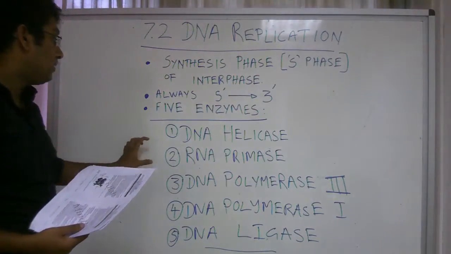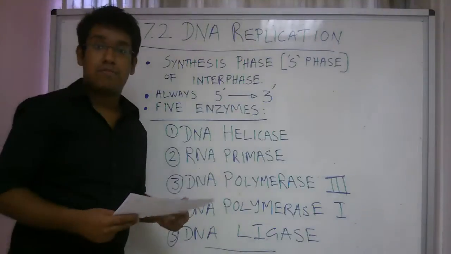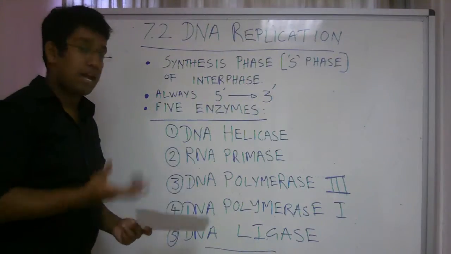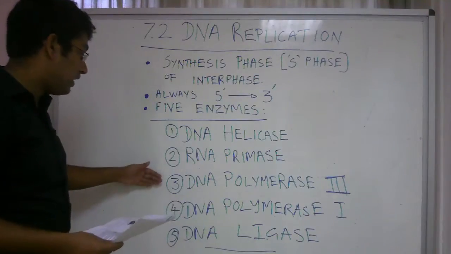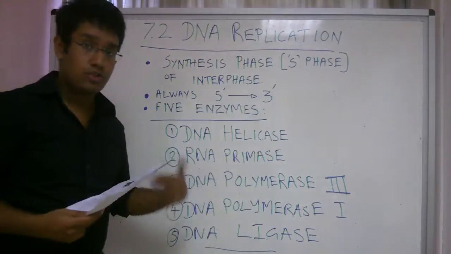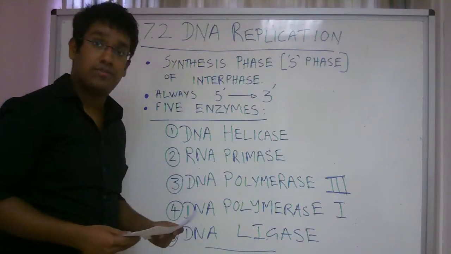Onto these strands, the RNA primase enzyme produces short segments of RNA called primers so that the third enzyme, DNA polymerase 3, can bind and begin the actual process of replication.